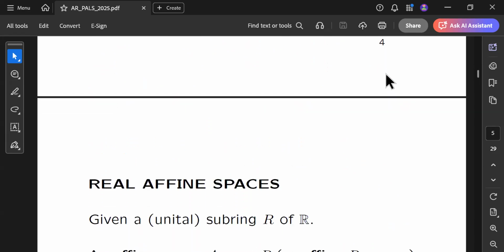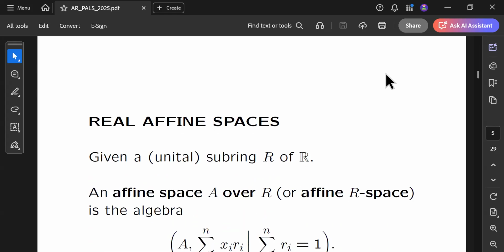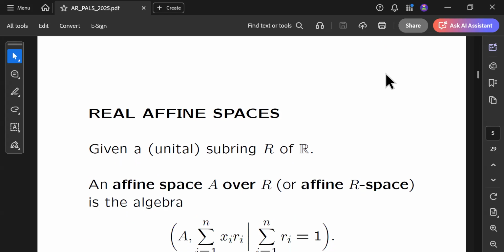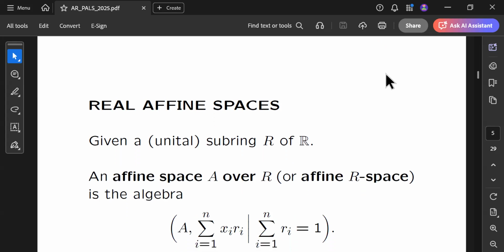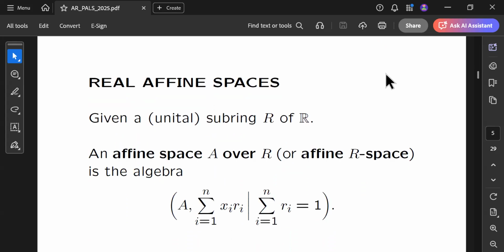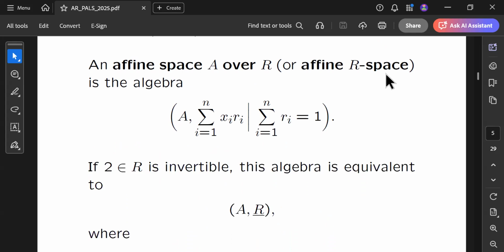First, let us concentrate on affine spaces. So let R be now a subring of the ring of reals. We will say that an affine space A over R, or affine R space, is just the algebra A with all these affine combinations as basic operations. So the sum of coefficients equals 1. And if 2 is invertible in R, then this algebra is equivalent to the algebra A with binary affine combinations as defined on the previous slide.